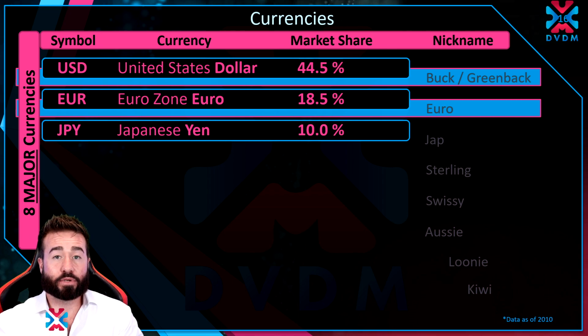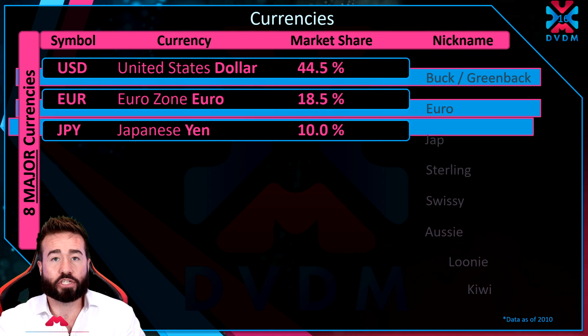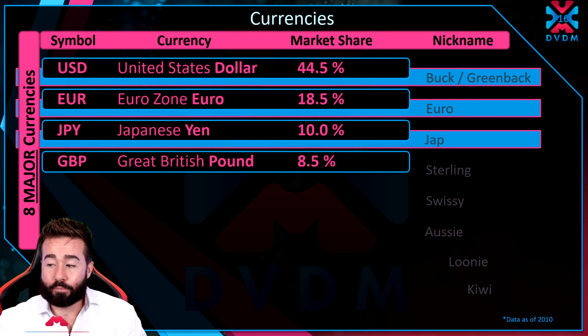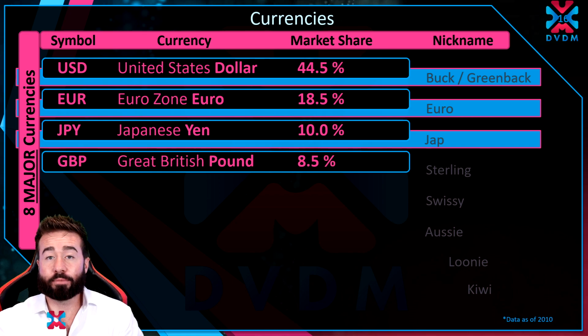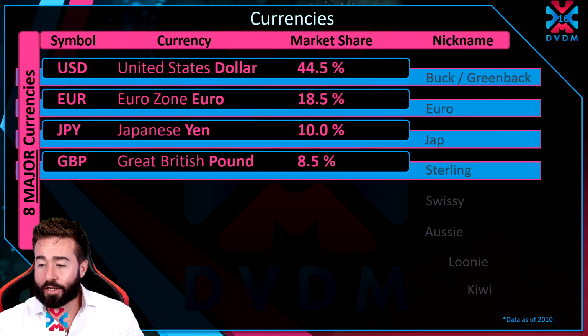The euro obviously represents a lot of the European Union. That is a union that has all sort of been amalgamated under this single currency. Then we have the Japanese yen. Symbol is JPY. That has a 10% market share, and its nickname is quite simply the Jap. We have Great British Pound, symbol is GBP. We then have a 8.5% market share, and its nickname is quite simply the sterling.